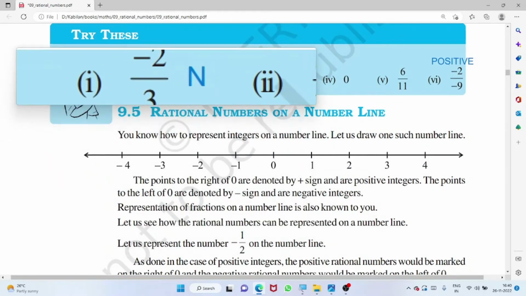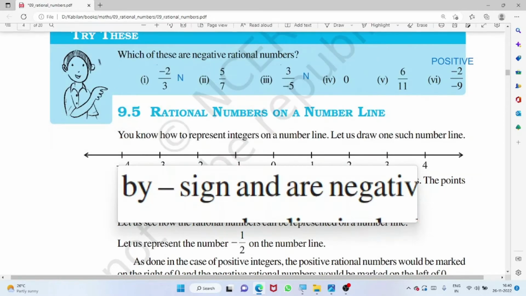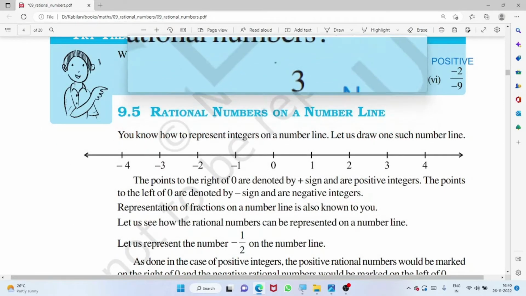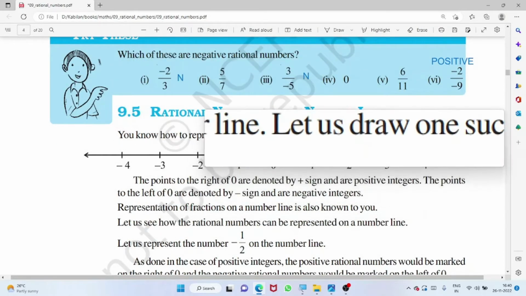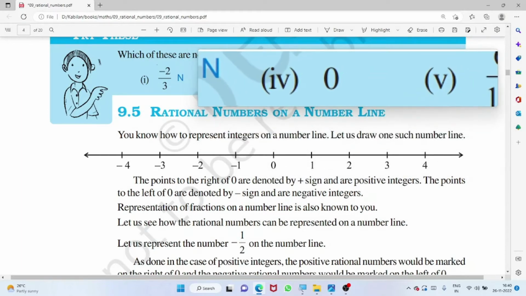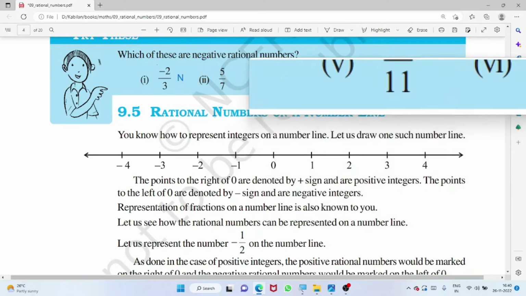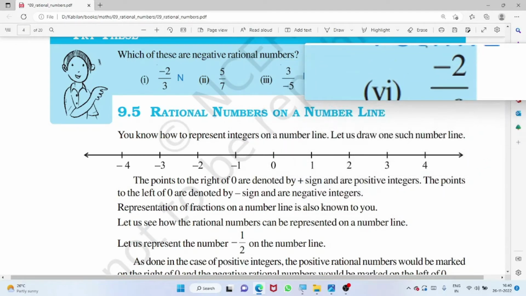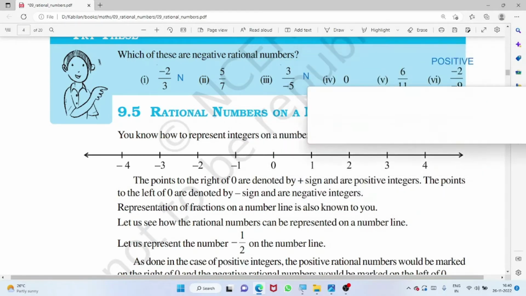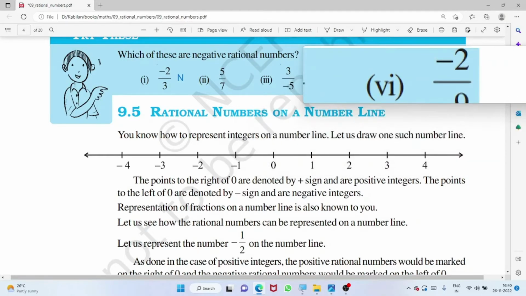This is a negative rational number. This is positive. This is also negative. The minus sign can be anywhere. This is neither positive nor negative. Zero is neither positive nor negative. This is positive, and this is also positive because the two minus signs will cancel out. Numerator and denominator signs will cancel out. This is a positive rational number.